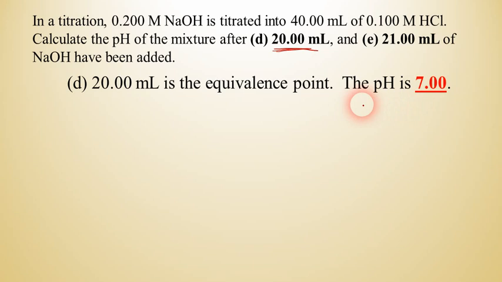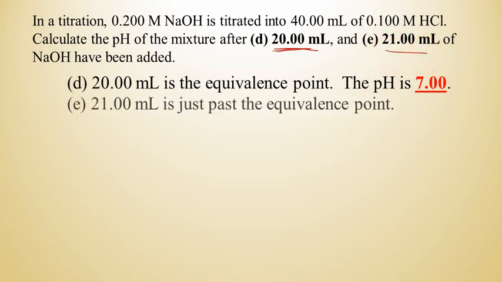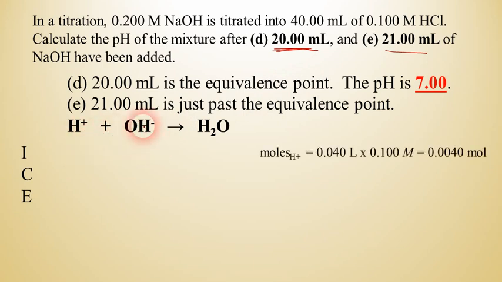Now part E, what happens when we go a little bit past the equivalence point and add just 1 more milliliter of the base? Well, we're going to do the same thing as we did before. We're going to set up our equation in an ICE box, and we're going to have to figure out the number of moles of each of these. Now for the hydrogen, it's the same as it was. We haven't really changed the number of moles of acid in there. It's still the same.